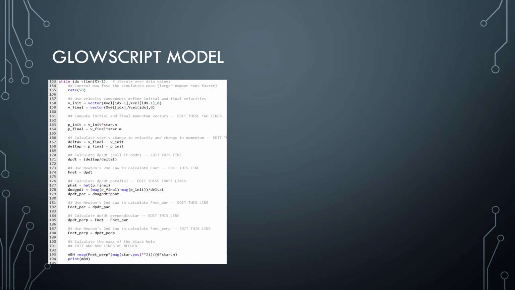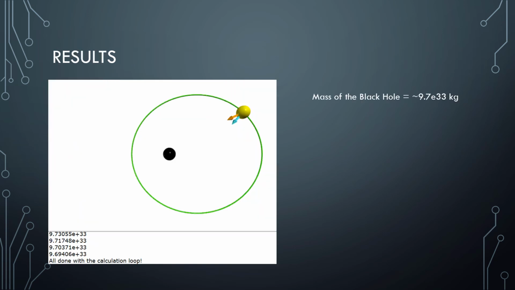These are the calculations that we did. As you can see, we found everything we needed to find: F-net, V initial, V final, P initial, P final, delta V, delta P, everything for F-net, and then the perpendicular and parallel forces. And then at the bottom, you can see that we use those to find the mass of the black hole using the gravity equation.